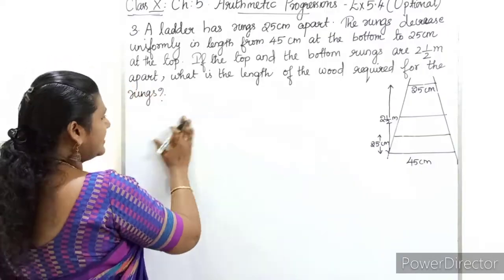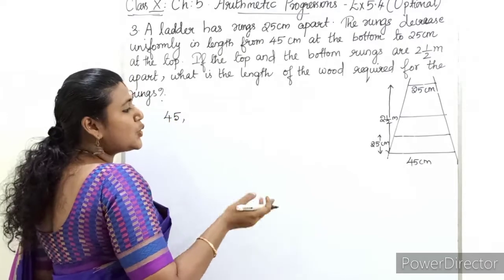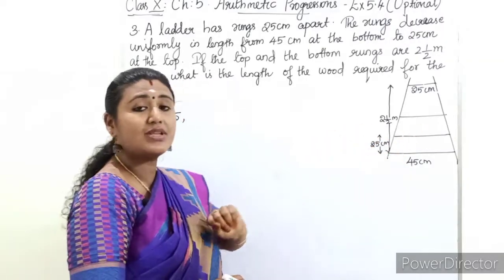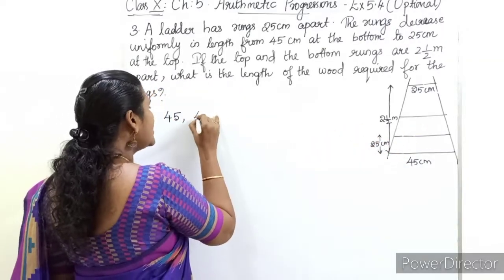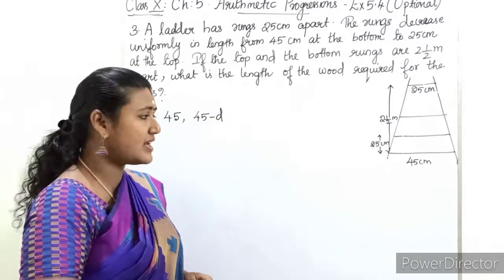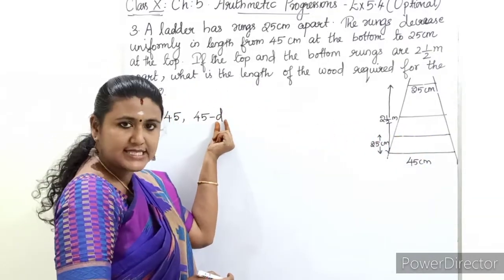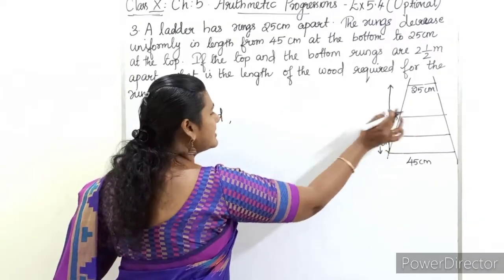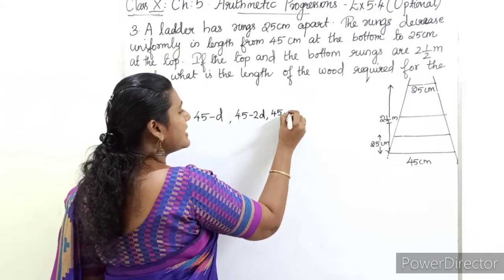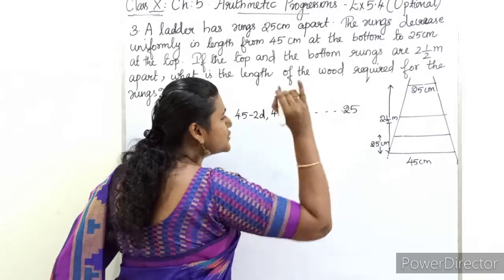So we will start with the first one. The length of the first step is 45, and we don't know what the common difference is. So what will be the length of the second step? It is decreasing, so if d is the common difference, then the length of the second step we can write as 45 minus d. Then what will be the length of the third step? 45 minus 2d, 45 minus 3d. It will go like this, and the length of the last step is 25.